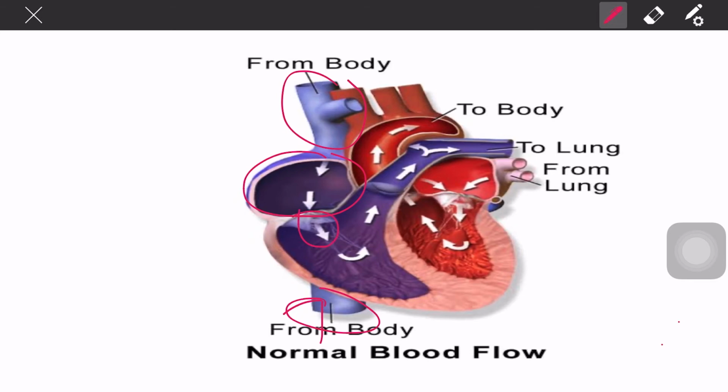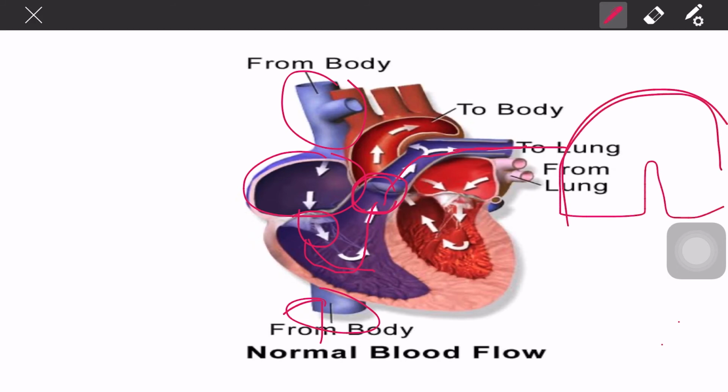Then through the valve, the tricuspid valve, it will enter the next chamber of the heart, which is the right ventricle. And then it will travel to the pulmonary arteries through a valve called the pulmonary valve. It will travel to the lungs for oxygenation. Since the blood is deoxygenated, it will travel to the lungs for oxygenation.